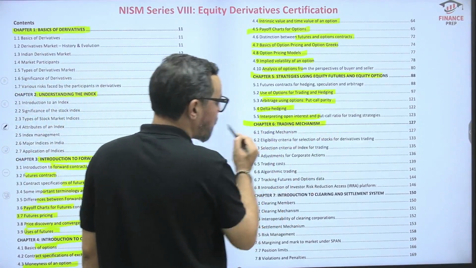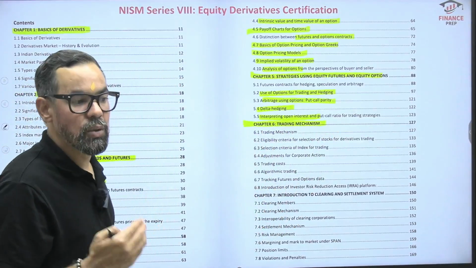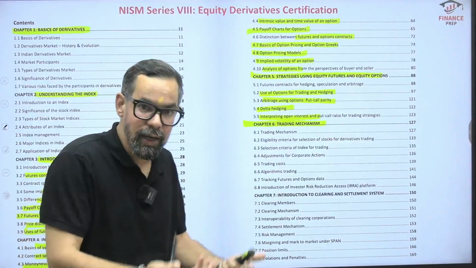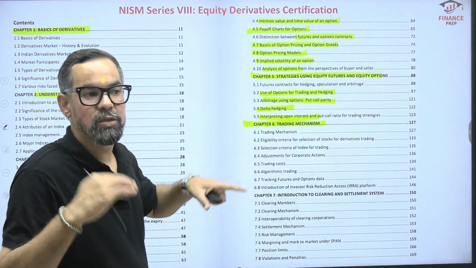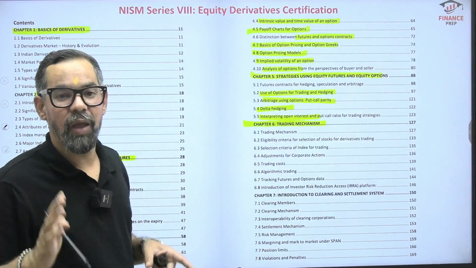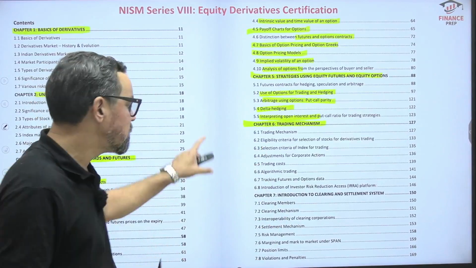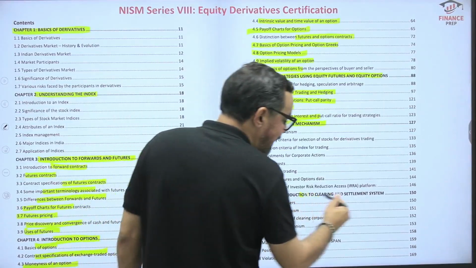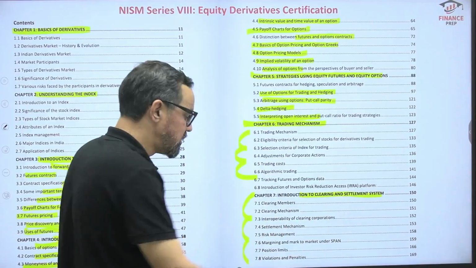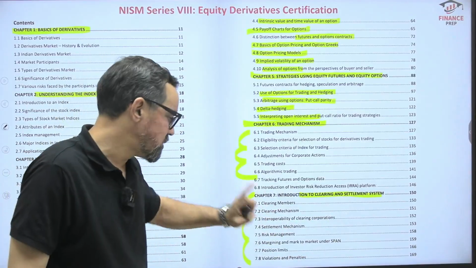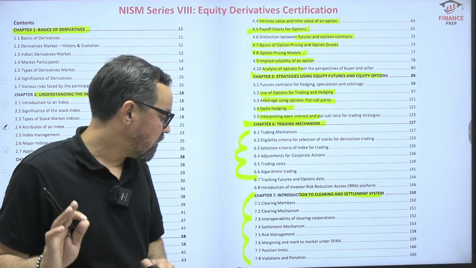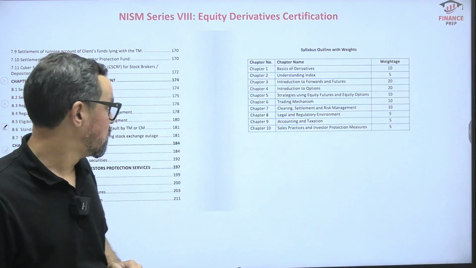Trading mechanism, when you trade in these particular ones, so the overall real life experiences, actually, when you trade in any equity or derivative, the things which we have to consider, right? The eligibility criteria and all. Then clearing and settlement, which is about the clearing members, mechanism, interoperability, settlement, risk management. Then we have position limit or violation norms, right?